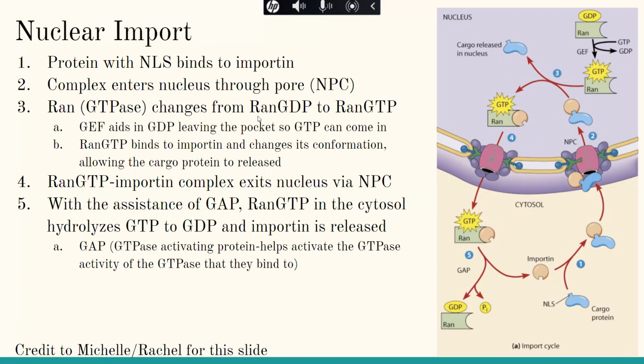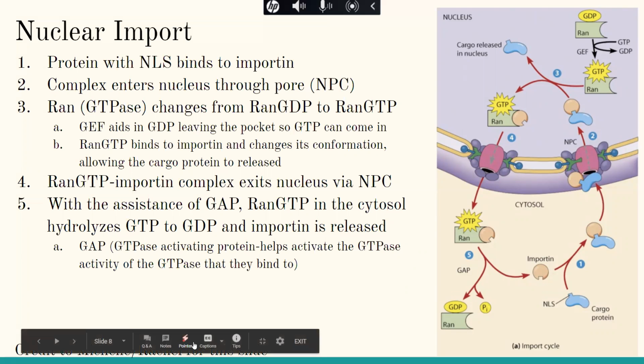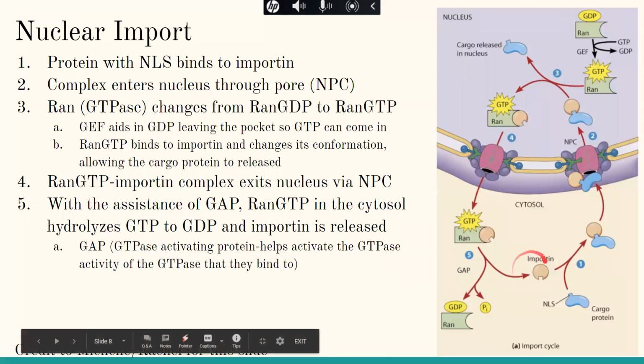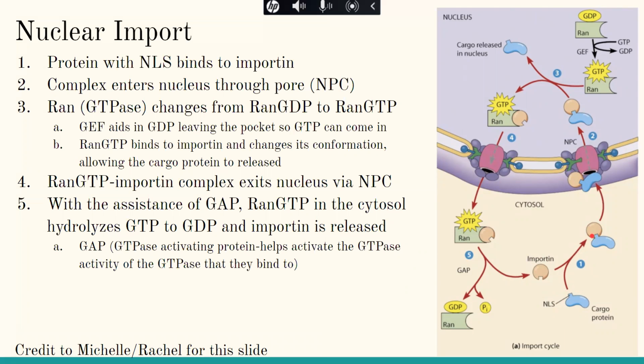So nuclear import starts with, here, let me put my pointer on. Number 1, the protein with a nuclear localization sequence binds to importin, which is this little circle here. So here's the cargo protein with the little NLS, it binds to importin. Number 1 occurs right here. So the complex enters the nucleus through a pore, which is this complex right here.